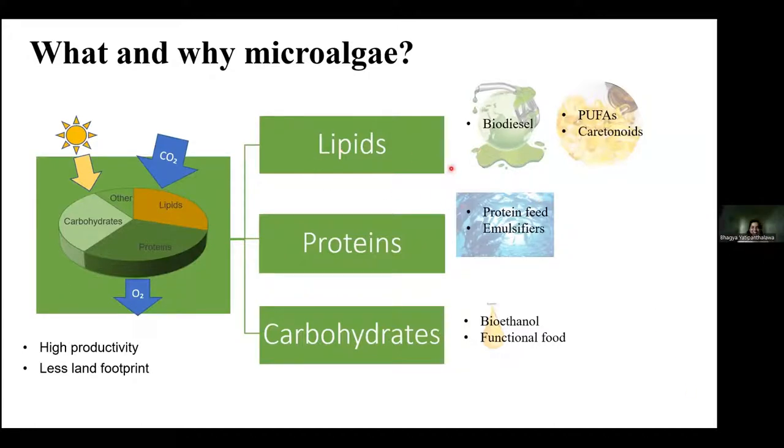Yes. So you can convert lipids to biodiesel, biofuels, and to produce different nutraceuticals, such as polyunsaturated fatty acids. So you may have heard about fish oil. Fish oils are basically rich in omega-3 polyunsaturated fatty acids, and also different antioxidants that are produced using the carotenoids from microalgae. And then we can convert proteins to produce protein feed and emulsifiers, and carbohydrates to produce bioethanol and functional food products.